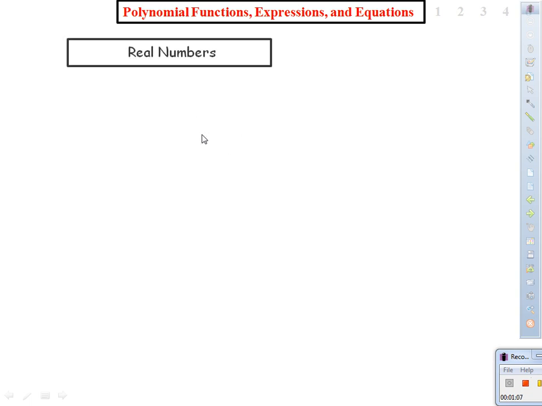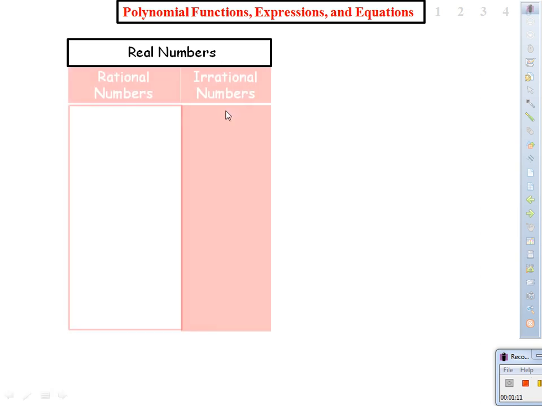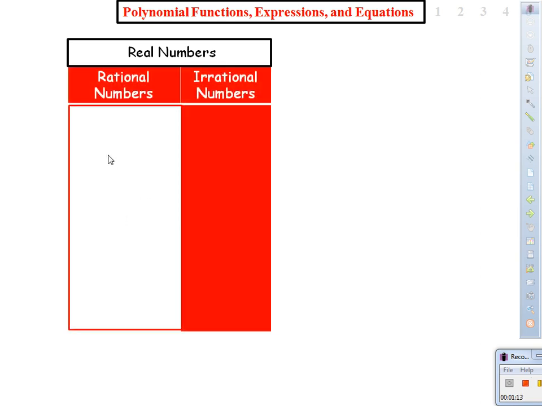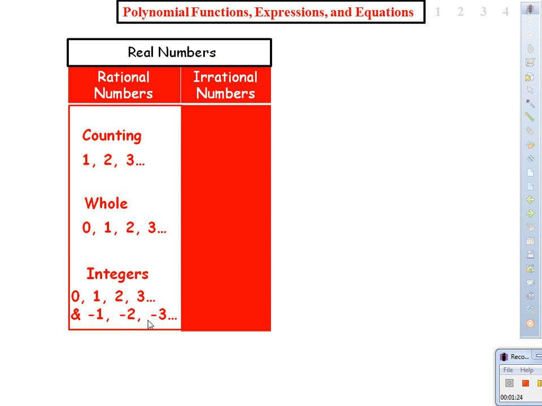Writing utensils down, look up to the screen. At the beginning of the school year, I introduced real numbers, and I said, all right, guys, we already covered real numbers, but here it goes one more time. Real numbers are broken into two, rationals and irrationals. Rational numbers have the different ones. The first ones are counting numbers. The second ones are whole numbers, which are counting numbers including zero. Then integers, which is all of these, including their opposites. But it also includes all the ones that are fractions and decimals. Those are rational. But all of these together are still real numbers.